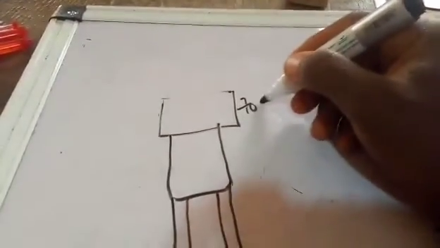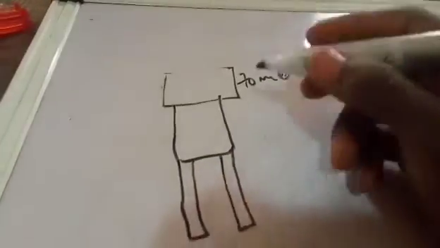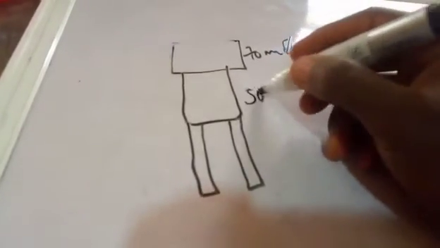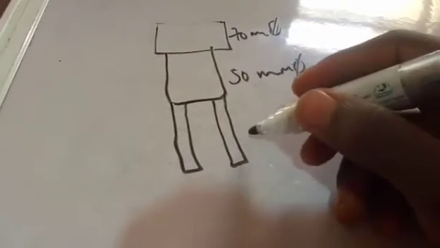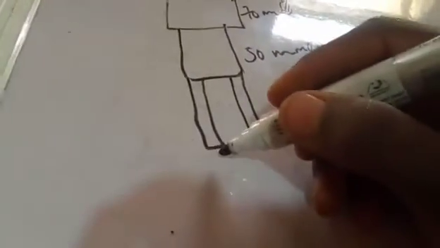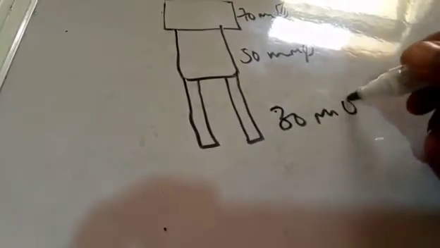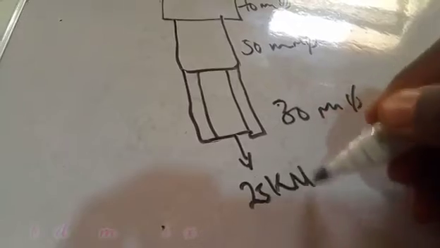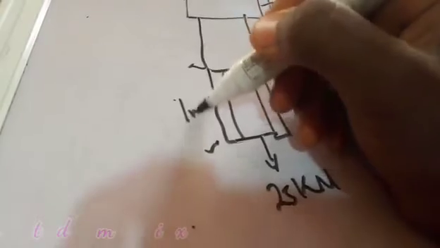So we have 70 millimeter diameter, because this is a circular rod, as I said earlier. And then for this whole part, we have it to be 30 millimeter diameter. Now there's a force acting down, which is 25 kilonewton, and the length is 1 meter.